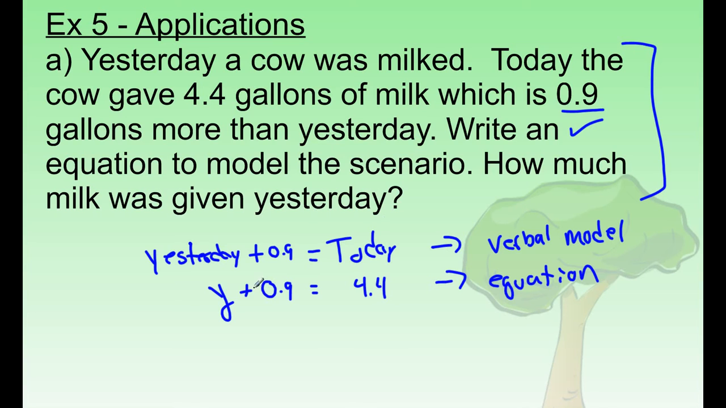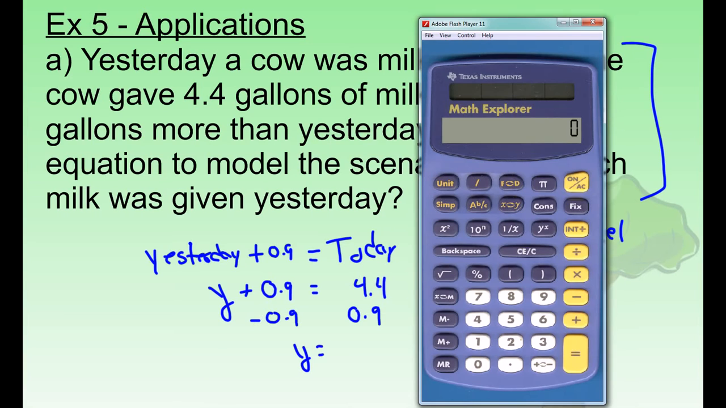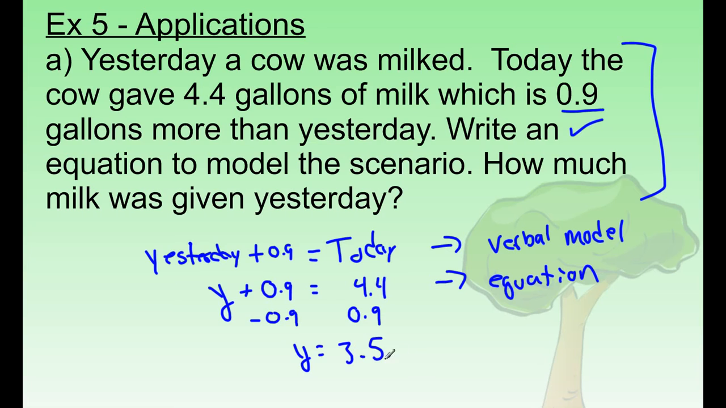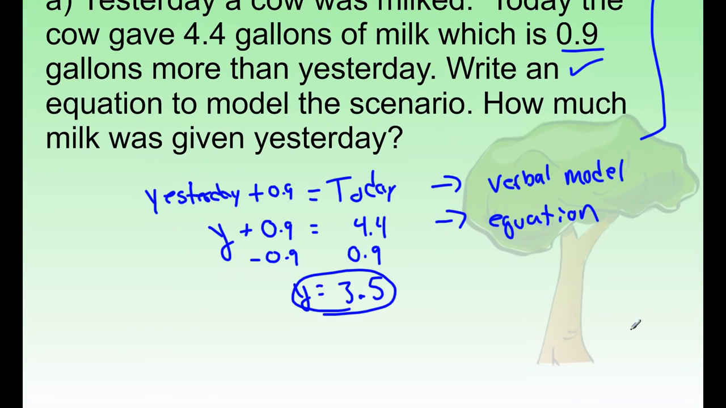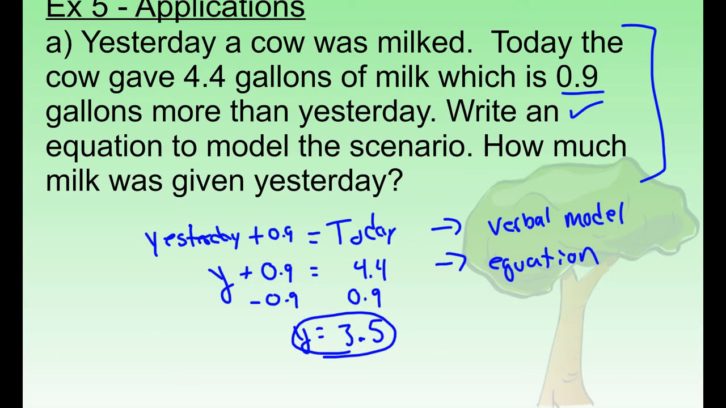So let's do that. My variable is being added by 0.9. So if I subtract 0.9, y equals 4.4 minus 0.9. 4.4 minus 0.9 equals 3.5. So yesterday, the cow gave 3.5 gallons of milk. Not too bad of a problem.